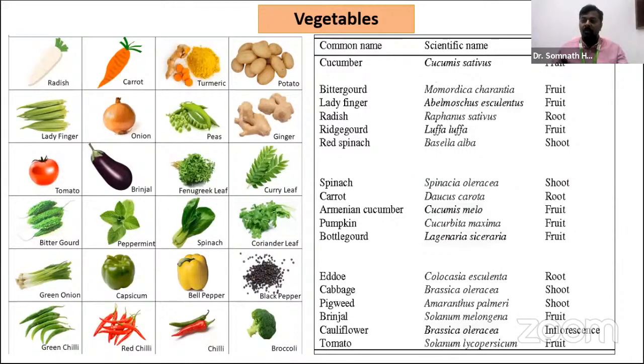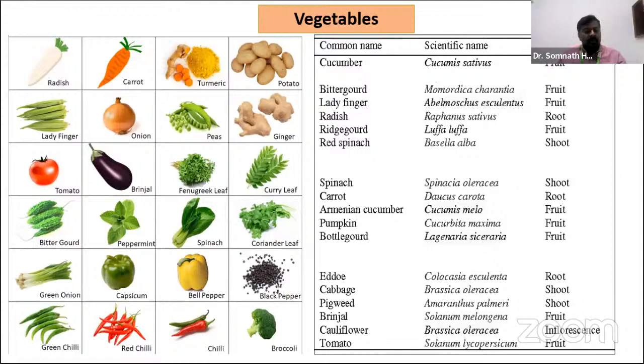These are the scientific names of these different vegetables: cucumber, Cucumis sativus; bitter gourd, Momordica charantia; ladyfinger, that is bhendi, Abelmoschus esculentus; radish, Raphanus sativus; ridge gourd, Luffa acutangula; red spinach, Basella alba; spinach, Spinacia oleracea; carrot, Daucus carota; American cucumber, Cucumis melo; pumpkin, Cucurbita maxima; bottle gourd, Lagenaria siceraria; then arvi, Colocasia esculenta; cabbage, Brassica oleracea; pigweed, brinjal, cauliflower, and tomato.